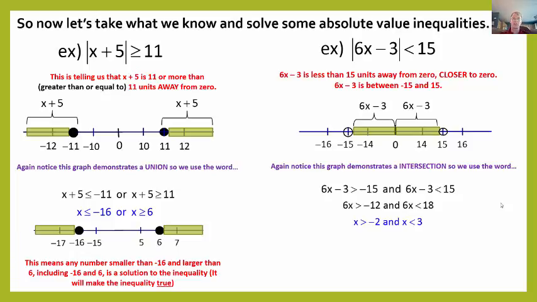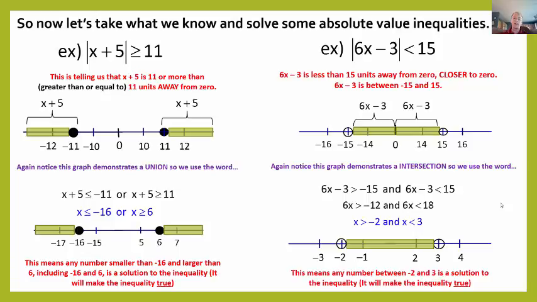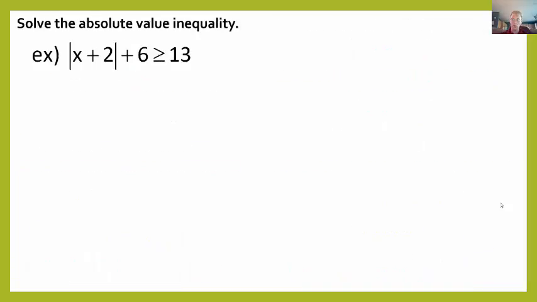This demonstrates an intersection, so I put the word and in between, and we can see that 6x minus 3 has got to be greater than, to the right of, -15, and it's got to be less than, to the left of, +15. So I solve each of these, I can graph the solutions, and what we see is any number in between -2 and 3, again, will make the original inequality, the one with the absolute value bars back at the top, true.